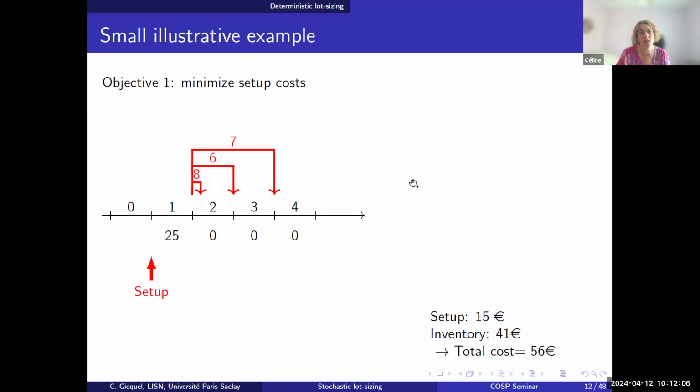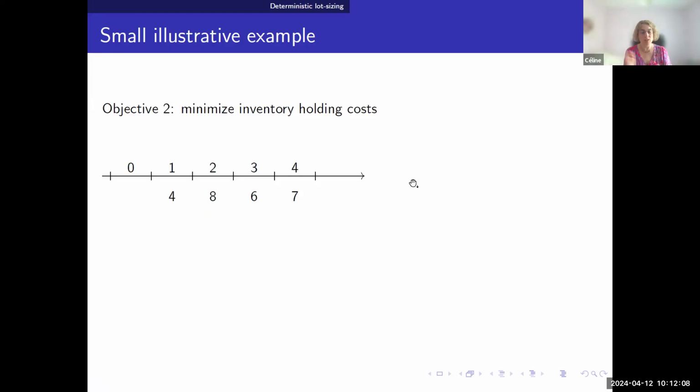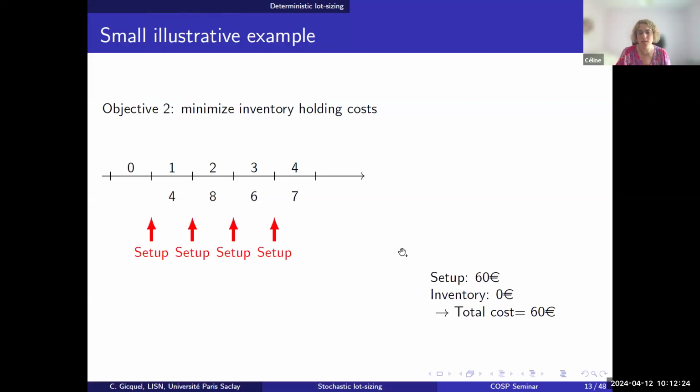If we go for the opposite strategy, where we decide to produce each product as late as possible, we're going to produce in each period the demand for this period. We sometimes call it a lot-for-lot strategy. In this case, we will have no inventory holding cost, but we will have to carry out 4 setups, so this will be more expensive.